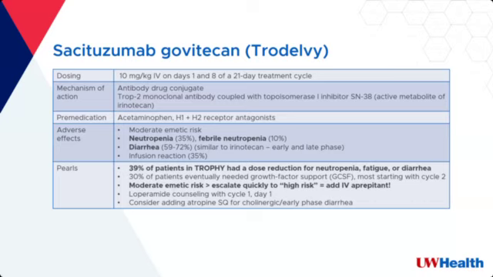There also is a high risk of infusion reaction, so about a third of patients react to sacituzumab. So we do pre-medicate all these patients with Tylenol and H1 and H2 antagonists. About 39% of patients in the TROPiCS trial did have a dose reduction for these more common side effects like neutropenia and diarrhea. And about a third of them also needed secondary prophylaxis with growth factor support starting with cycle 2. The other thing to keep in mind for these patients is it does have a moderate emetic risk, but this can escalate quickly to more of a high risk emetogenicity. So we have a very low threshold to adding IV aprepitant for these patients.